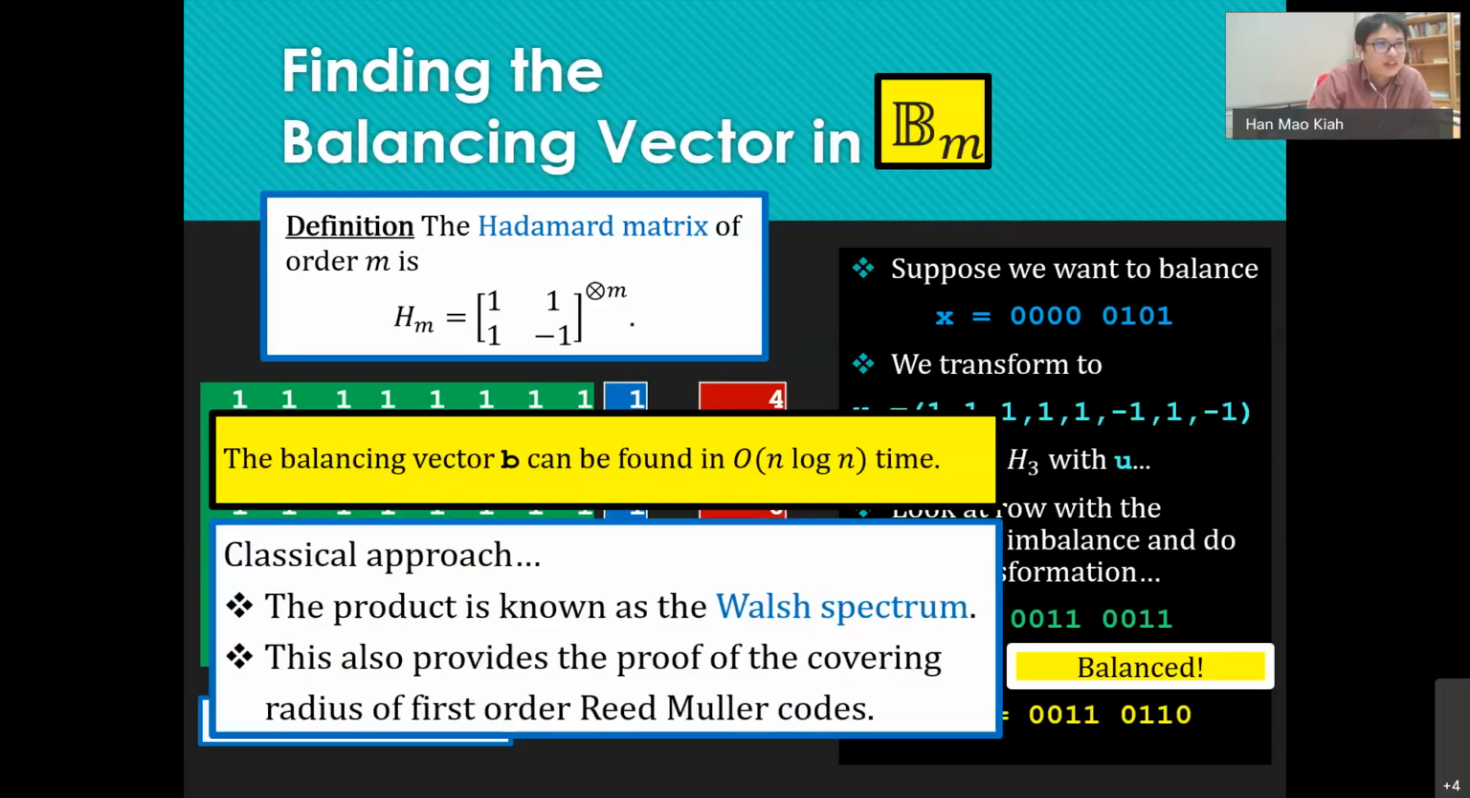Basically, the vector in red that I had earlier, or rather the vector of imbalances, is more famously known as the Welch spectrum. And what I've done here essentially can be used to obtain the classical and non-classical proof of the covering radius of the first order Reed-Muller codes, which is around square root of n also.